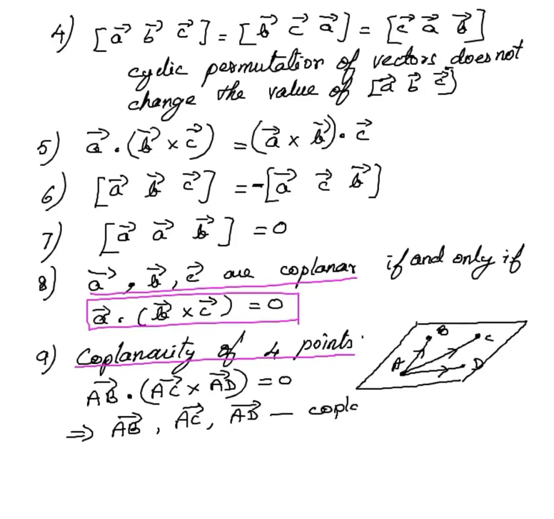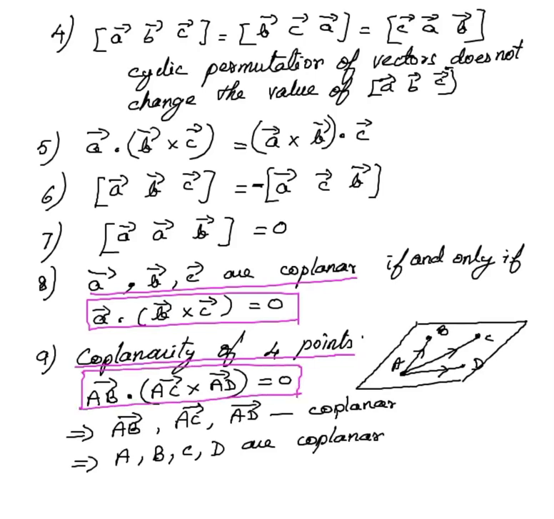If these 3 vectors are coplanar, the points are coplanar. A, B, C, D are coplanar. And point, checking the coplanarity of 4 points. Let us start exercise 10.5.